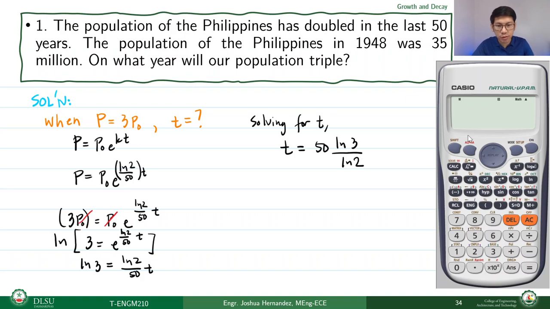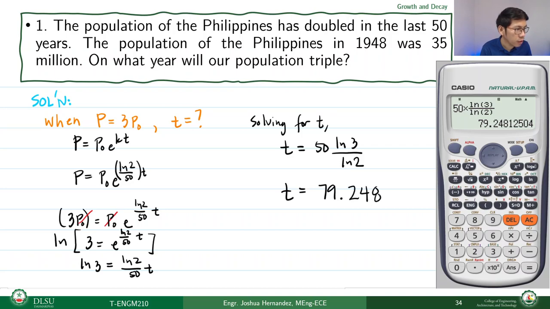we'll have 50 multiplied by ln 3 all over ln 2. Kakaroon tayo ng 79. T equals 79. Ang pinapractice ko ay 4 decimal places. So 79.2481, sorry. 79.2481 years.